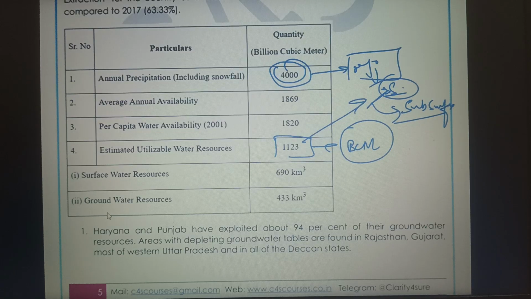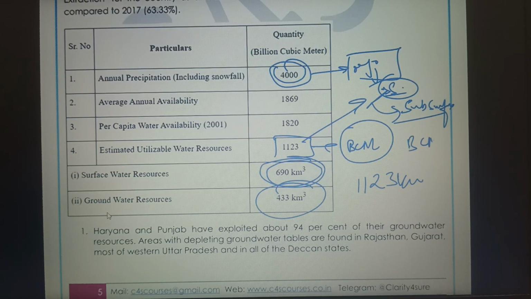Okay. Now when we say surface, that means this much amount of water is available, and when we say groundwater resource, this much is available. If we add this together, it becomes 1123 kilometer cube or billion cubic meter, that we say BCM. Kilometer cube or BCM is the same thing when you convert with each other.